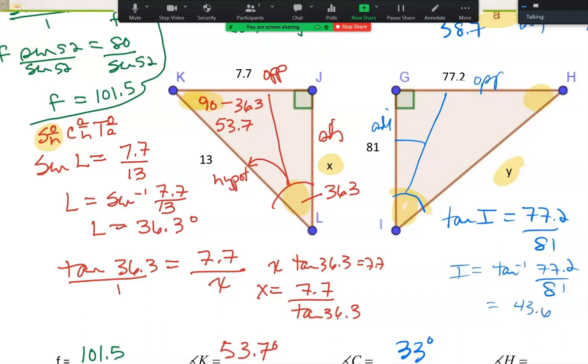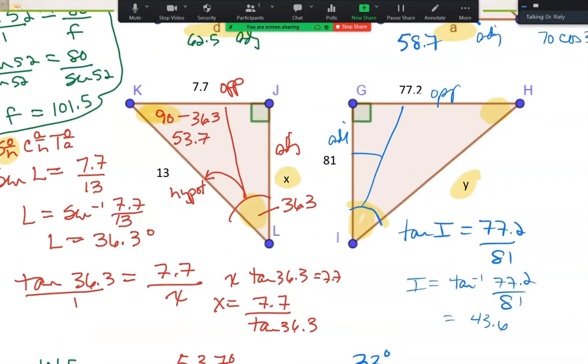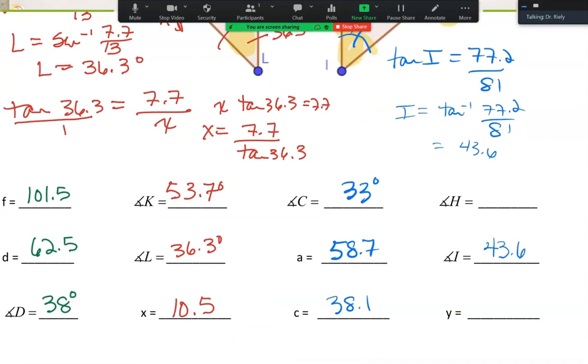43.6. So that can go down here. Okay, 43.6. To get H, all you're going to do, since I know this is 43.6, take 90 minus 43.6, and you're going to get 46.4. This angle is 46.4.